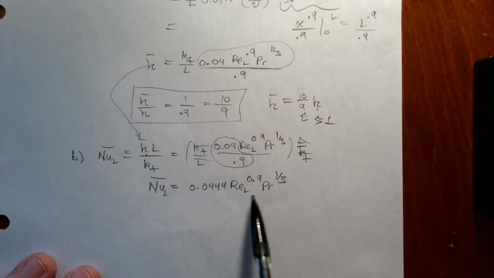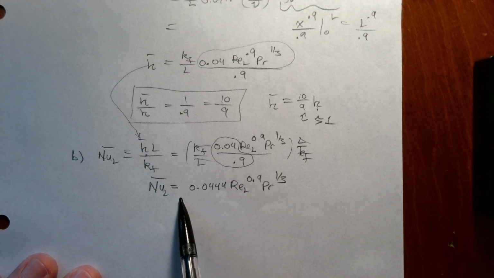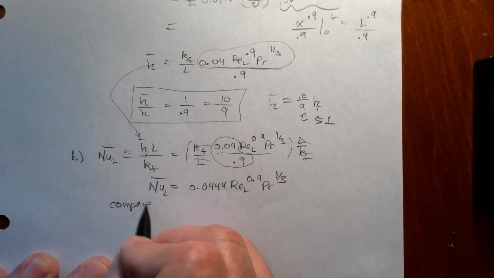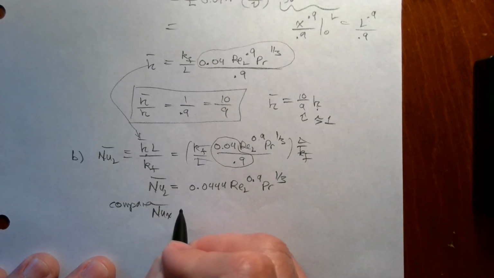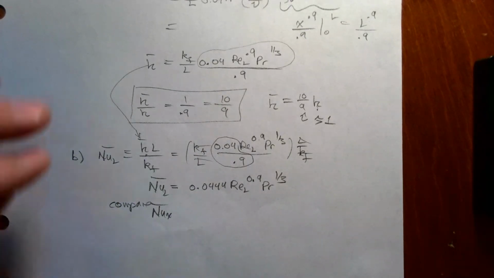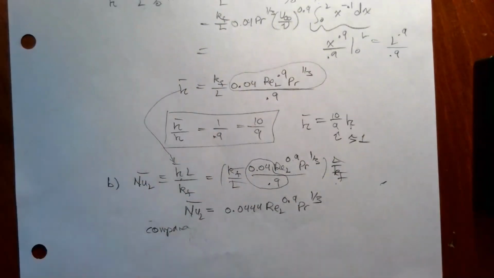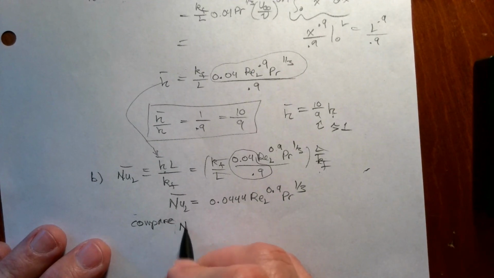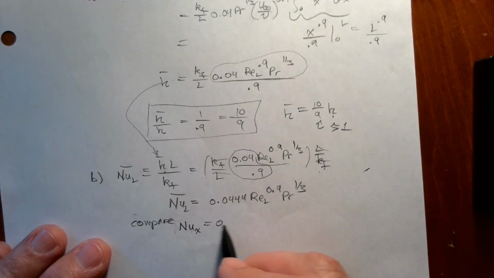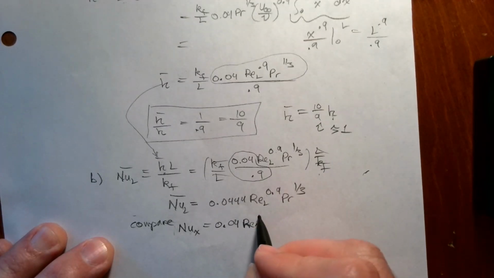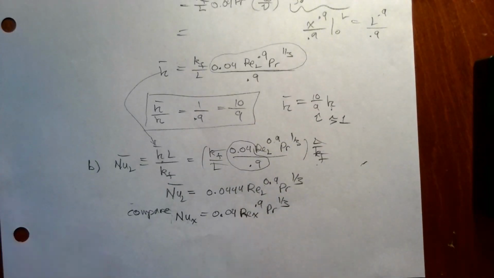So there's the equivalent correlation for H bar, in comparison to what they gave us, the Nusselt number based on X. Sorry, don't put a bar on that one. The local Nusselt number is 0.04 Reynolds number based on X to the 0.9 Prandtl number to the 1/3. So the constant just changed a tiny little bit, dividing by 0.9.